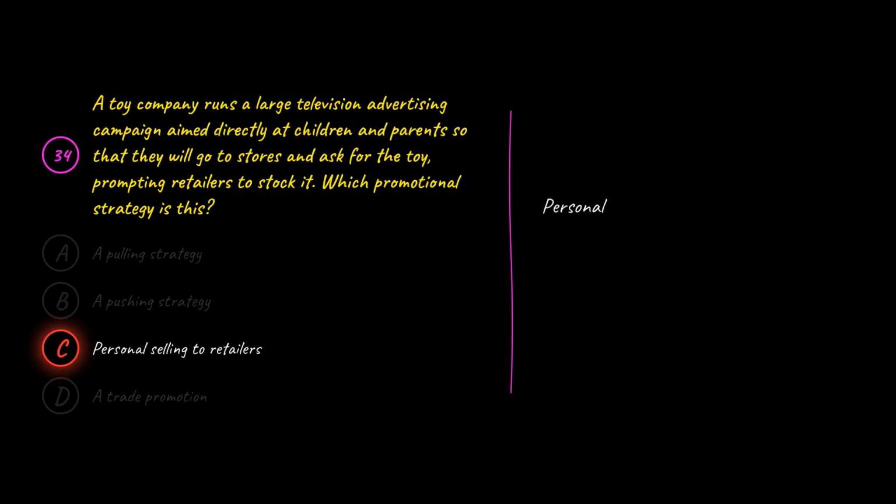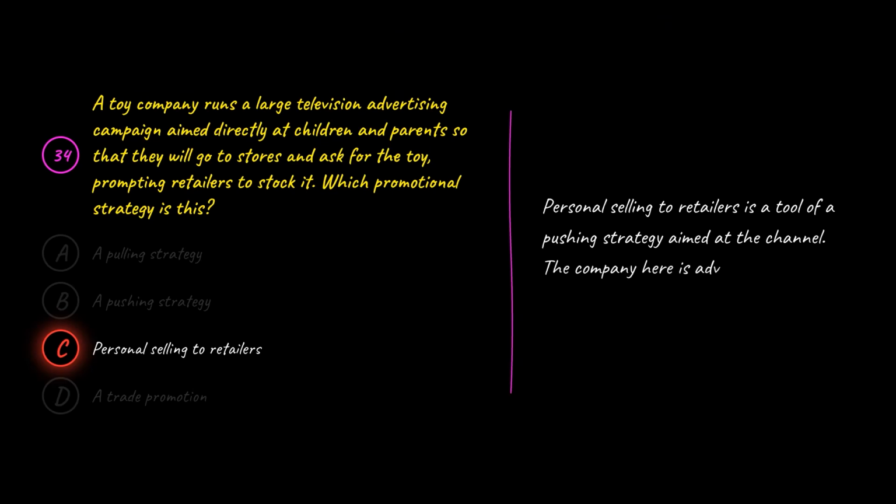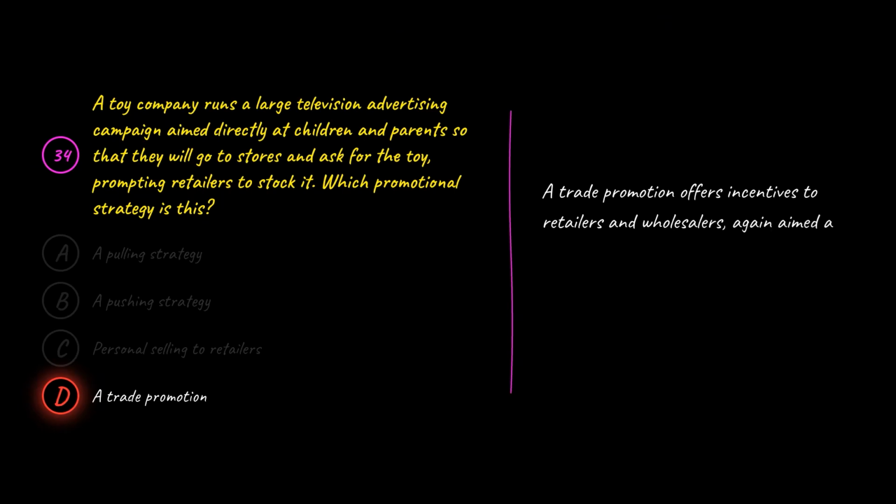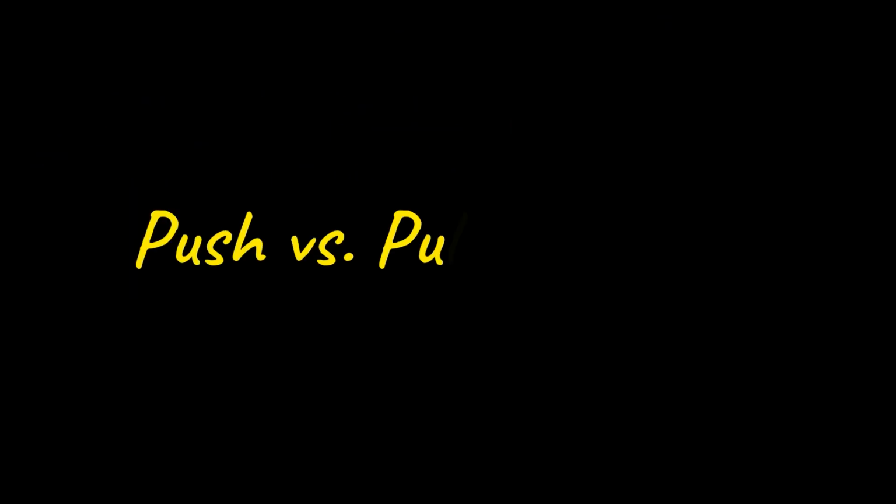C is wrong because personal selling to retailers is a tool of a pushing strategy aimed at the channel. The company here is advertising to consumers, not selling directly to retailers. D is wrong because a trade promotion offers incentives to retailers and wholesalers, again aimed at the channel. The toy campaign targets consumers directly, which makes it a pulling strategy.